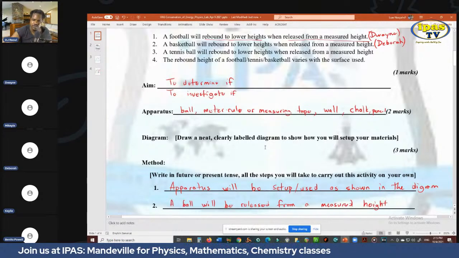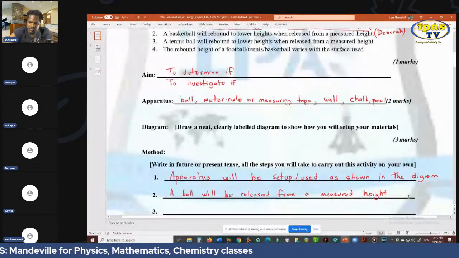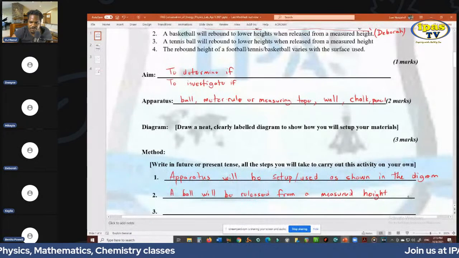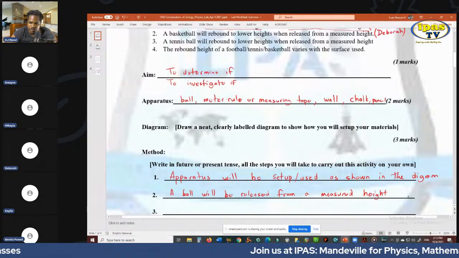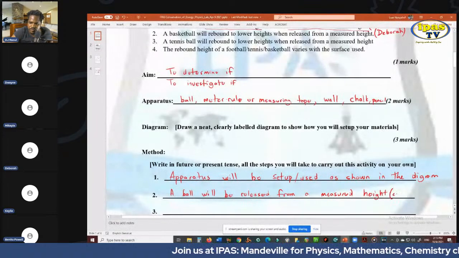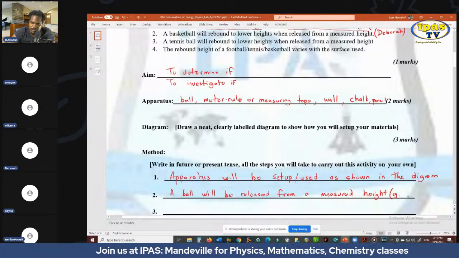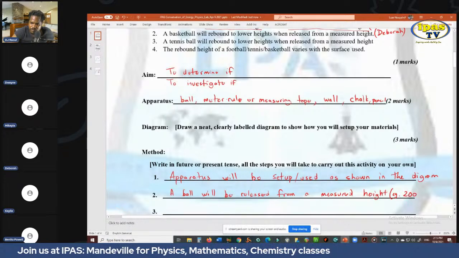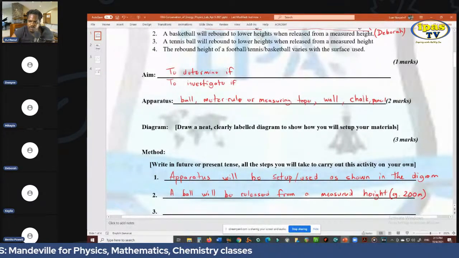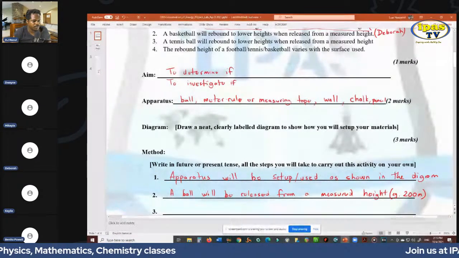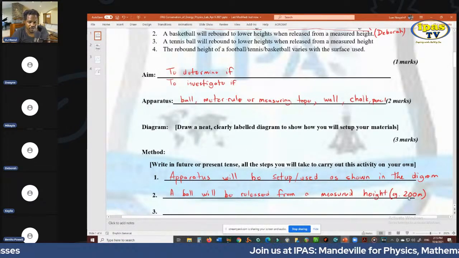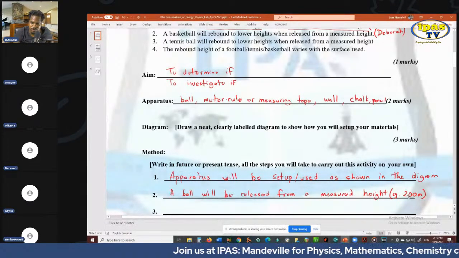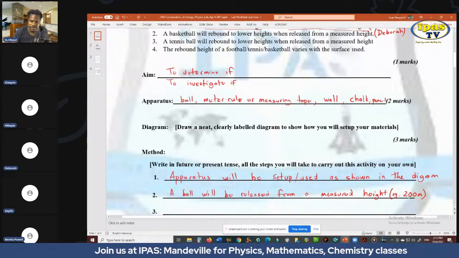That's a measure. So what you just say here, you could say a height. So a ball will be released from a measured height. No, you could put that height. Let's say it's a meter rule, or let's say it's 200 meters. Example, 200 meters. They give an example of what that is. Well, a meter rule is 100 centimeters, and that's like a yardstick.